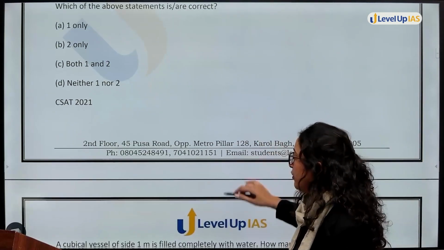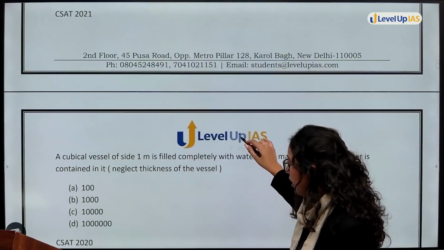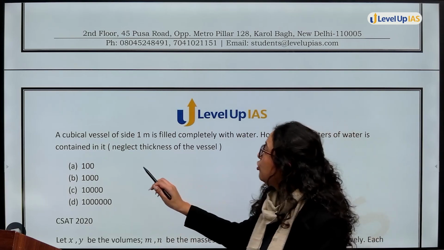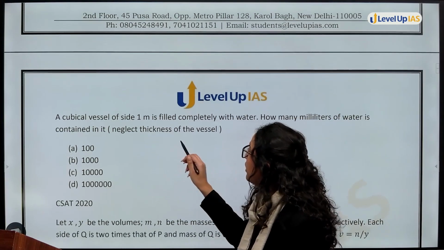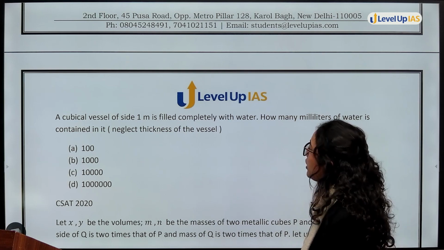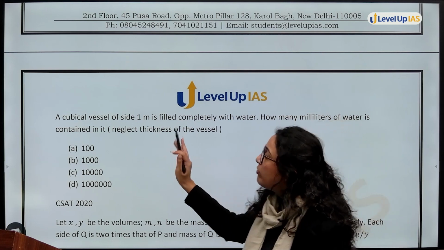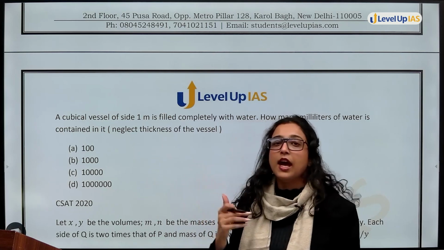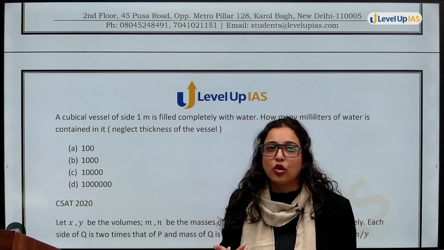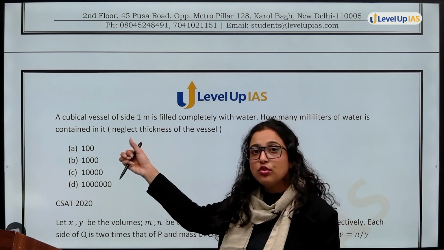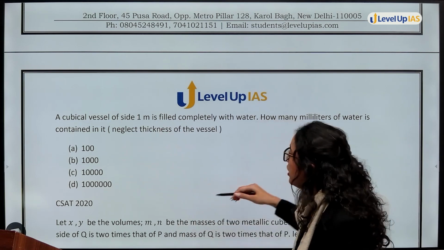Moving on to CSAT 2021. One question was asked. Now you see this question again. A cubical vessel of side 1 meter is filled completely with water. How many milliliters of water is contained in it? The side length of the cubical vessel, 1 meter, is given, and you are asked how many milliliters of water there will be. So what you will see here is meter to milliliter conversion, right?